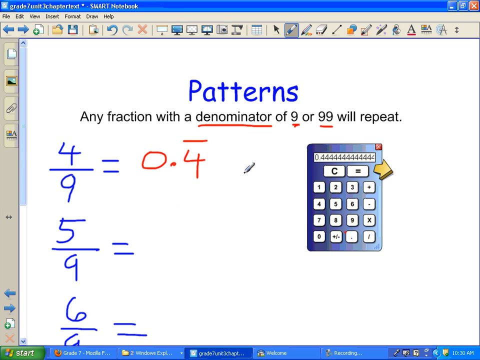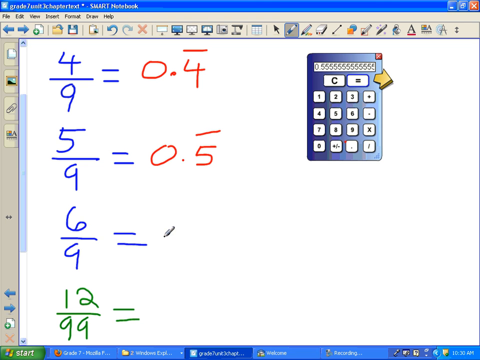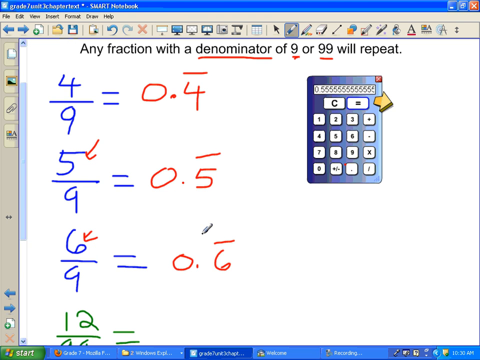If I do 5 divided by 9, surprisingly enough, 0.555. So I'm going to put 0.5 repeating. So any number I put there, you can take a guess at what 6 over 9 is going to be. It's going to be 0.6 repeating. 7 over 9 will be 0.7 repeating, sorry. So whatever the number is on top is what's going to repeat if you put it over 9.